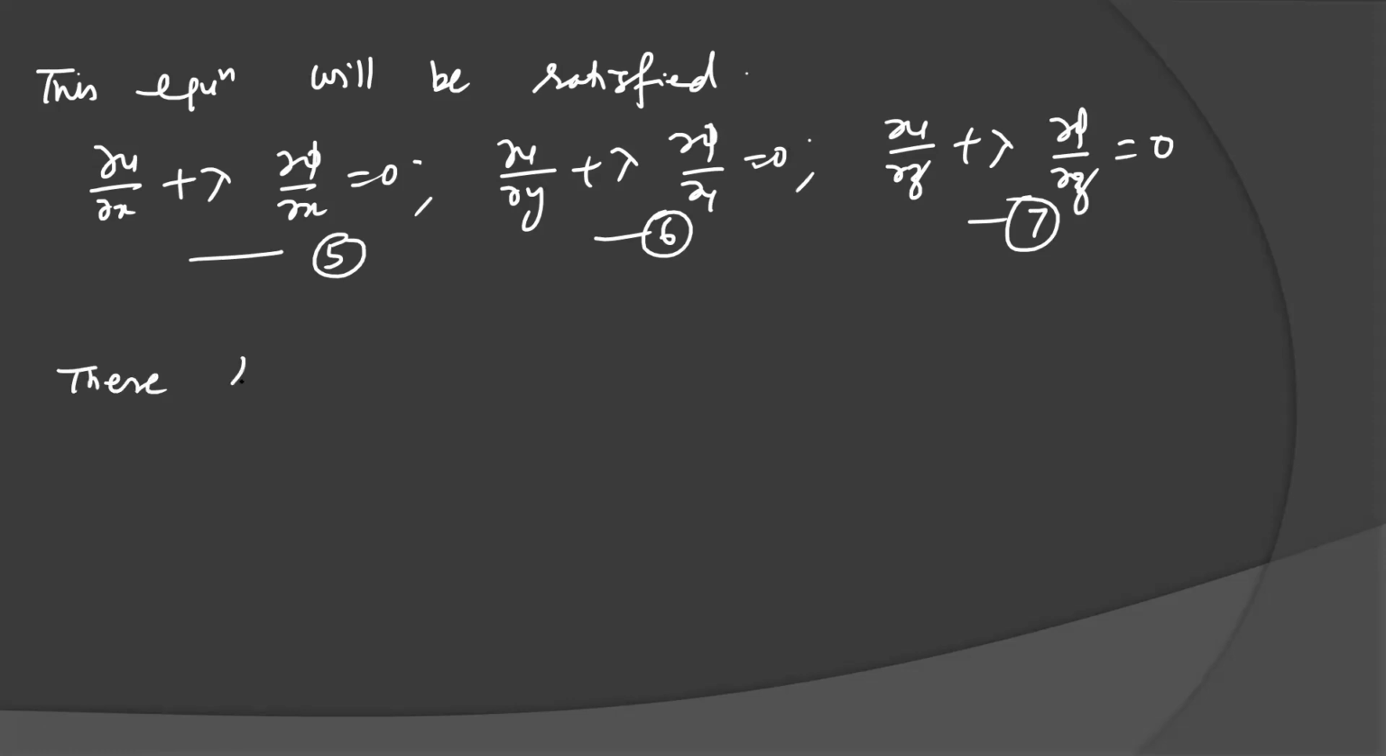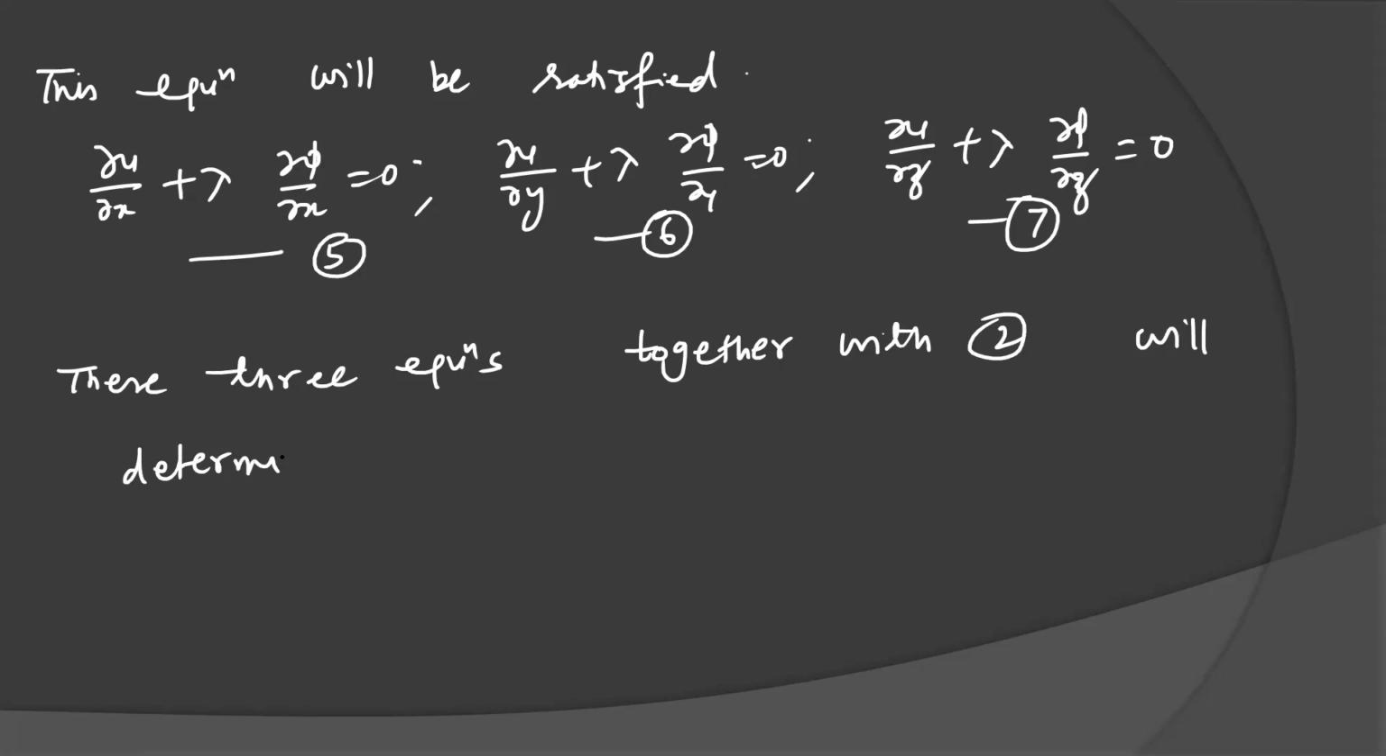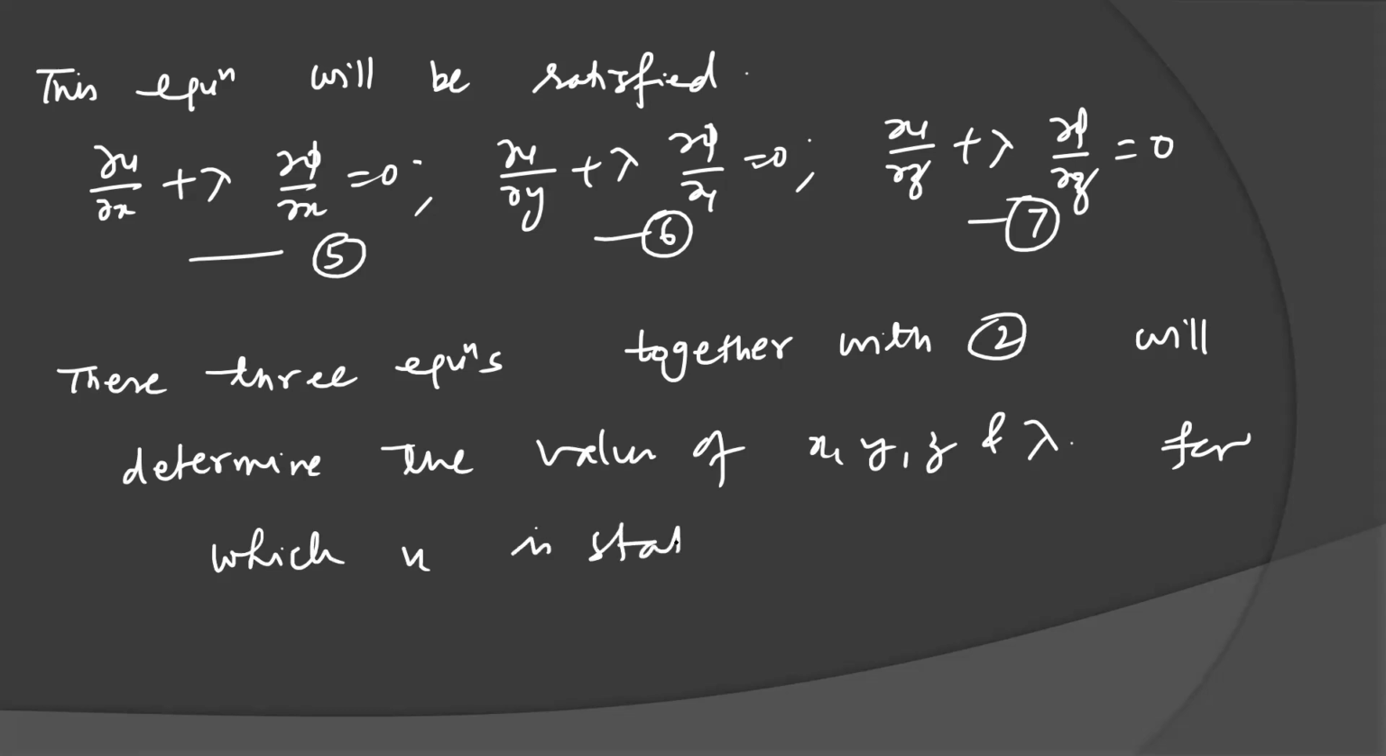So these three equations together with 2 will determine the values of x, y, z and lambda for which u is stationary. You have now three equations from here and equation number 2. Four equations, four unknowns x, y, z and lambda. You can find them, though not very easily actually. Let's see the working rule for this.